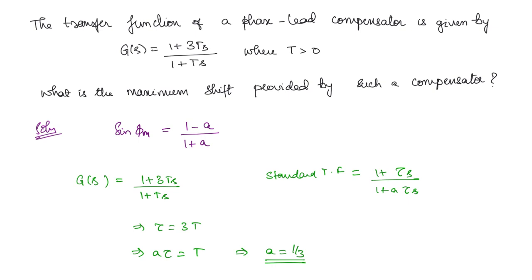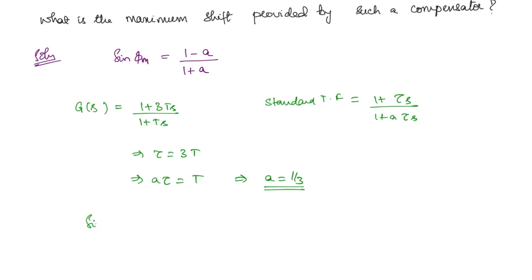Okay. So now sin phi m is equal to (1 - 1/3) / (1 + 1/3). So you're going to get 2 by 4, which is 1 by 2. So what will be phi m? Sin inverse of half is 30 degrees. This is the maximum phase shift.